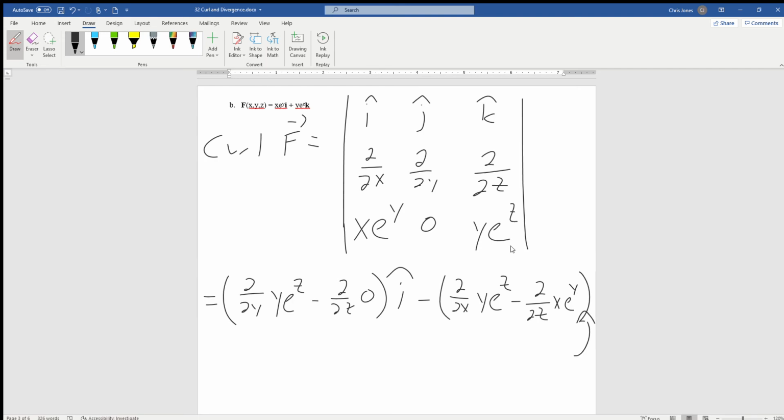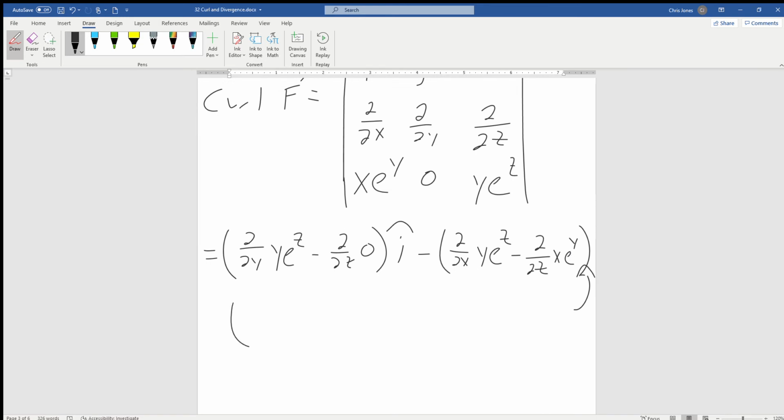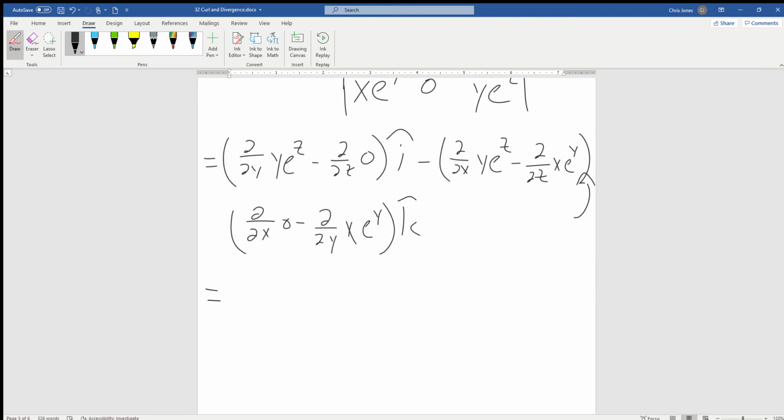And then finally we have our k component, so we're going to cross the first two columns. So that's d dx of 0 minus d dy of x e to the y, times k. We compute, and it shouldn't be too difficult at this point. Partial with respect to y of y e to the z is e to the z, and then 0, so we have e to the z i.